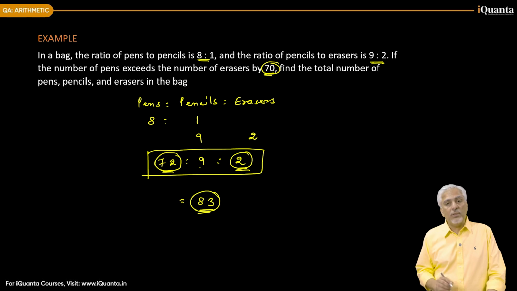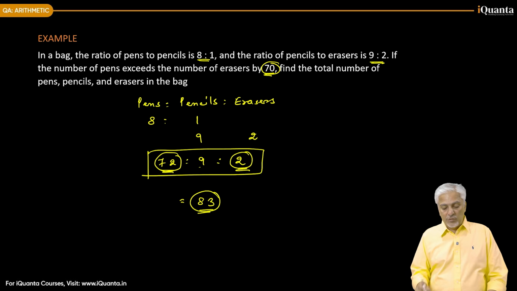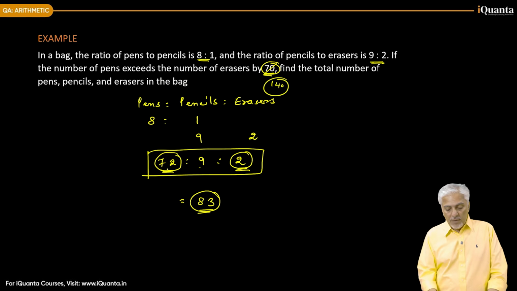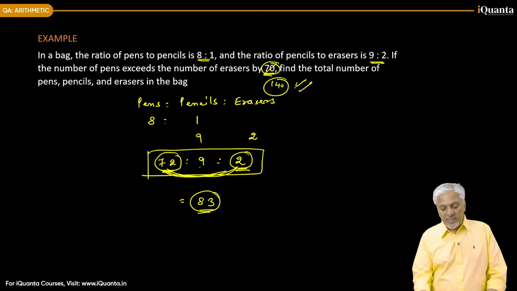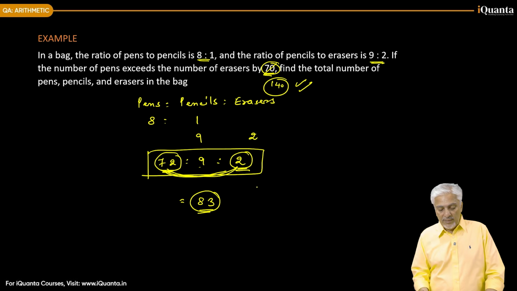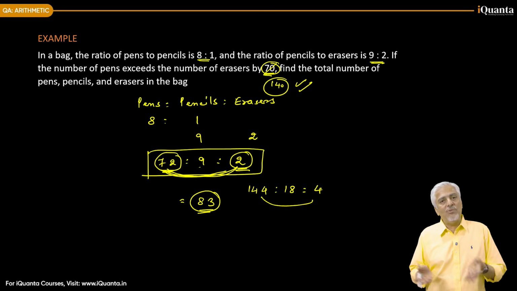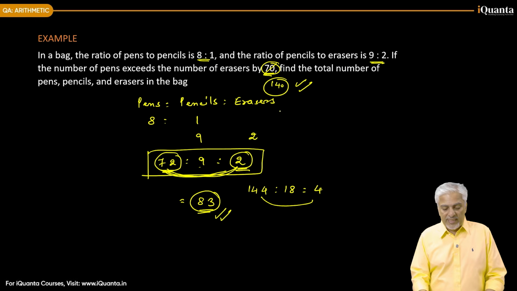Understand very, very importantly, why did these become the real numbers? So for example, if this difference was given as 140, then what I would have done is I would have said, according to me, the difference is 70, but really the difference is given as 140. So I would have just doubled everything. This would become 144, this would become 18, and this would become 4. And I would have got 140 as a difference. And then I would have added, which would have given me the answer exactly double of this. But because 70 was given directly, these became the exact real numbers.